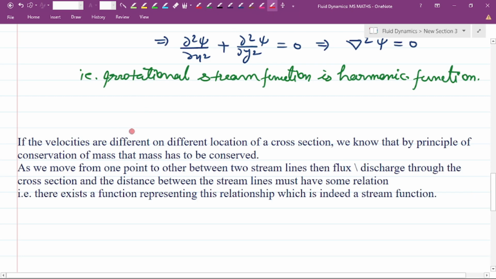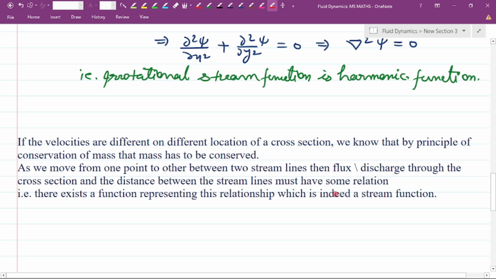If the velocities are different at different locations of a cross section, we know that by the principle of conservation of mass, the mass has to be conserved. So as we move from one point to another between two streamlines, the flux, or the discharge through the cross section, and the distance between the streamlines must have some relation. So there exists a function representing the relation, which is indeed a stream function.